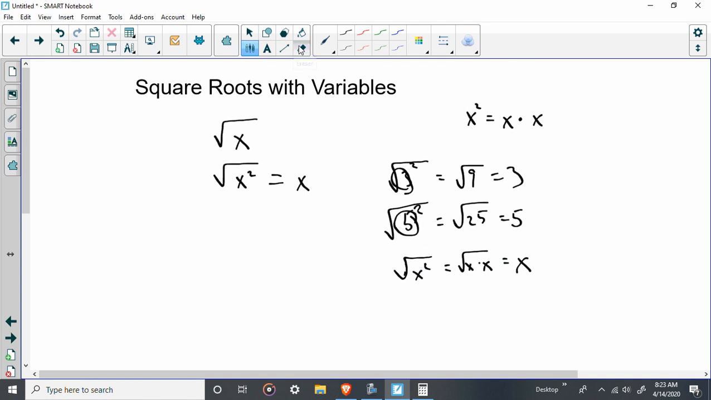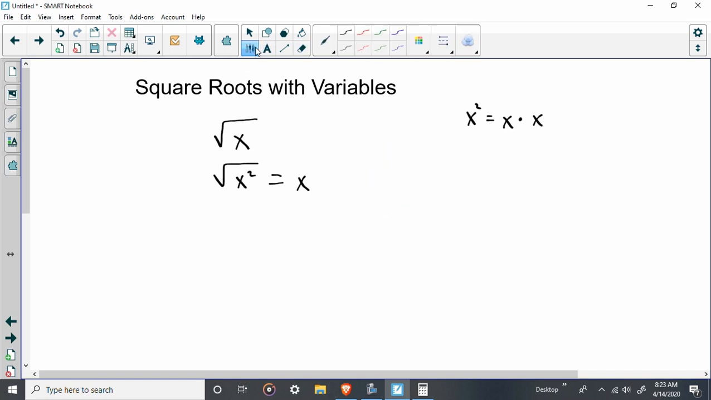Okay, so you guys, again, should be familiar with this concept because it's an inverse operation, right? How do we undo squares? We use square roots. But what if I said the square root of x to the third? Now, this is something that's a little bit tricky, right?